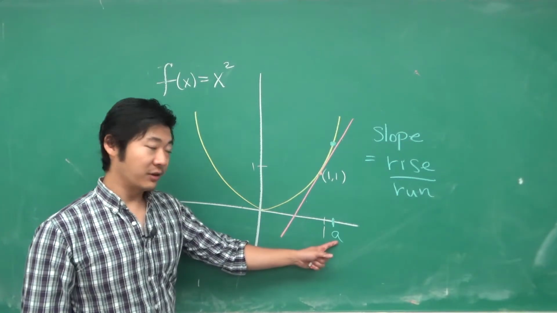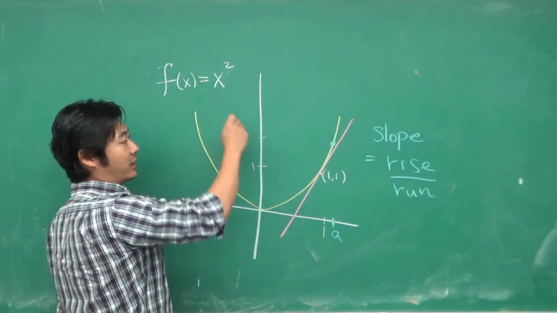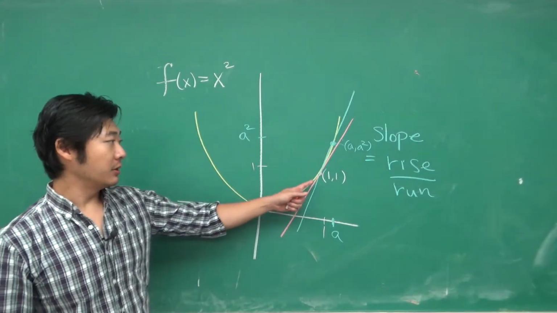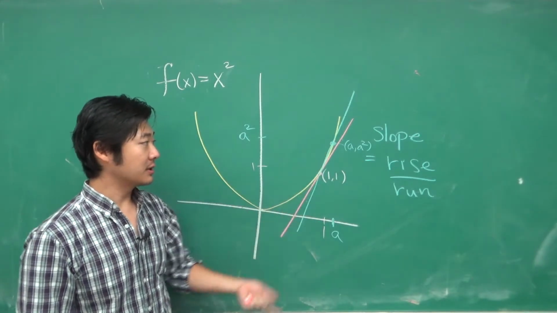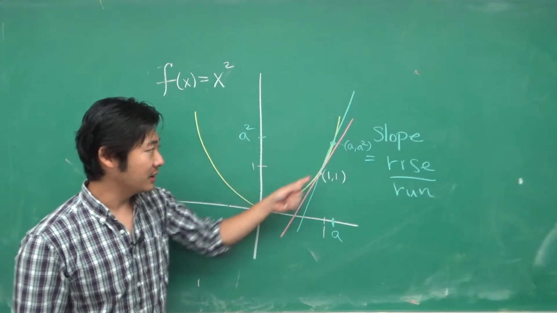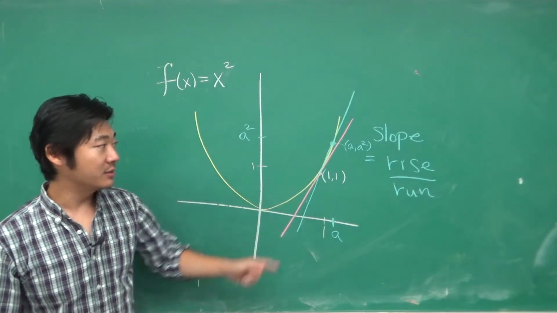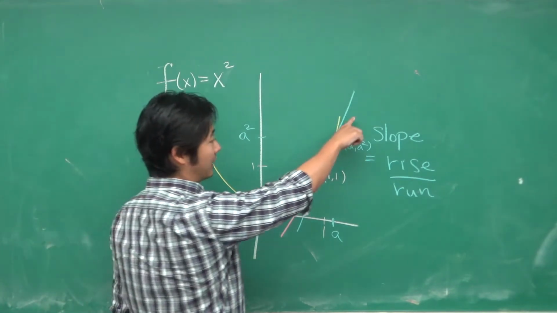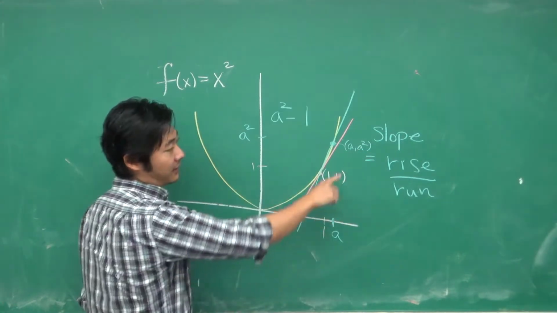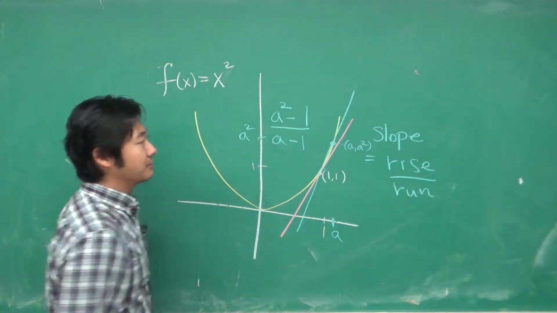So let's say we have another point a, then the height is given by a squared. So this is the point (a, a squared), and we can draw a line connecting these 2 points. Now this blue line is not this pink line, but it's kind of close to it. So what is the slope of this blue line? The slope of this blue line is going to be the rise, which is a squared minus 1, divided by a minus 1. So a squared minus 1 divided by a minus 1 is the slope.